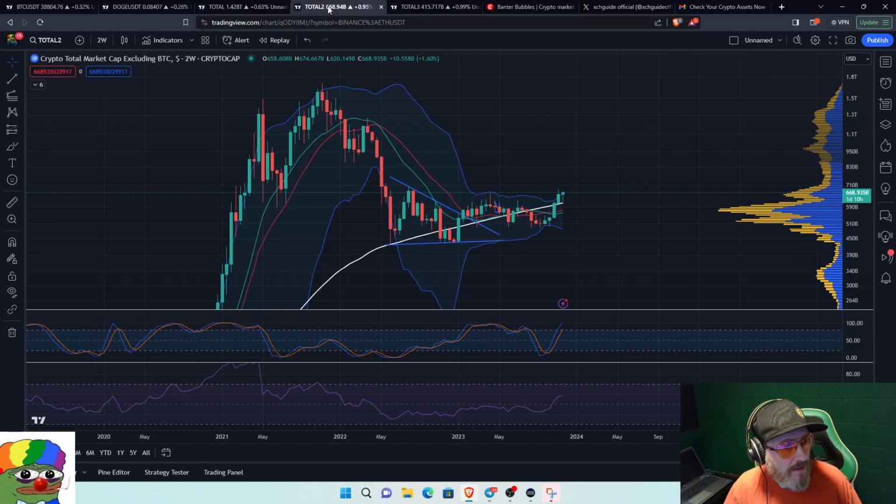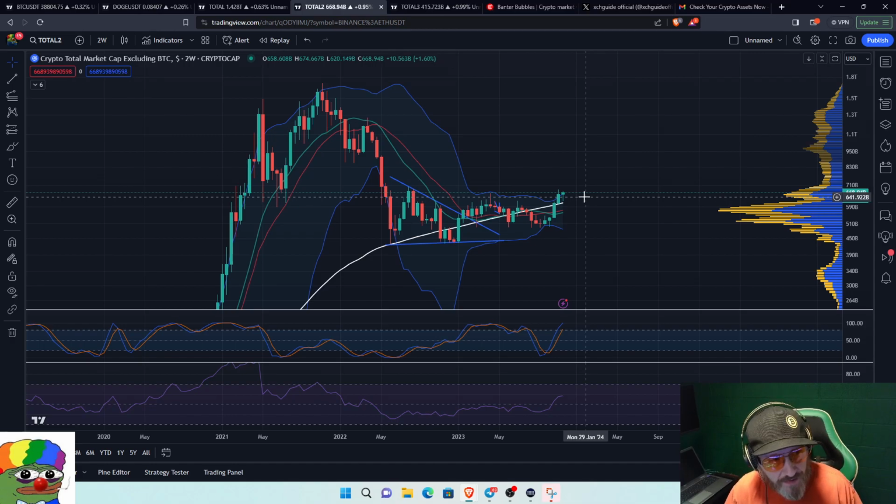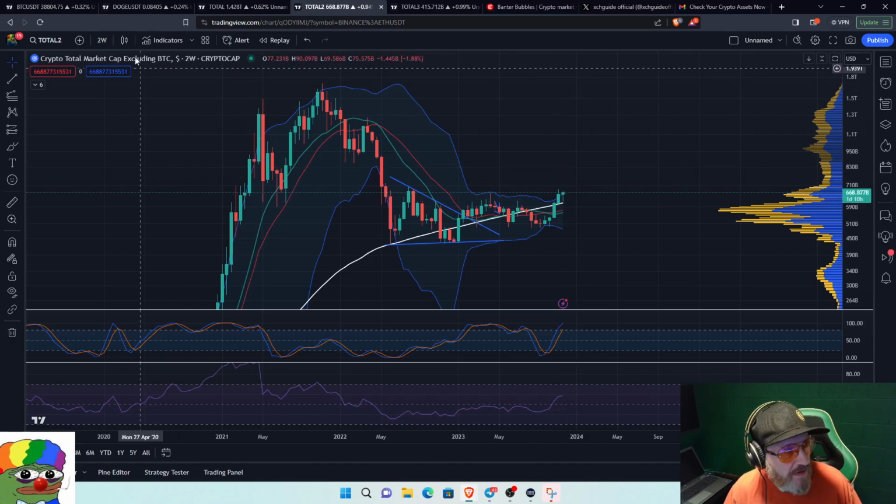If we move into the total 2, which just includes Ethereum and the rest of the altcoins, and I believe the top 100, you can see that we've bounced off the 200 weekly moving average, which is a key area of support for any cryptocurrency to start a bull market or bull run. And we've closed now 2 candles above that on a 2-week time frame.